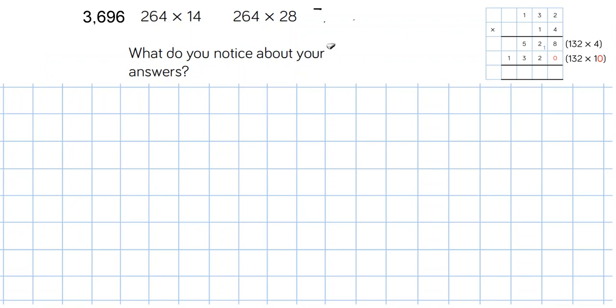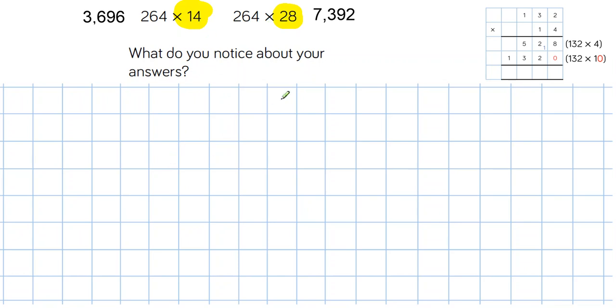264 multiplied by 28 is 7,392. And I don't know if you noticed something about the answers here. It's connected to this number and this number. What do you notice about those two numbers? That's right, 28 is double 14.